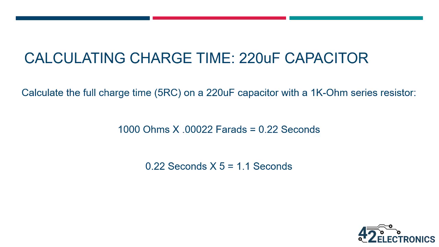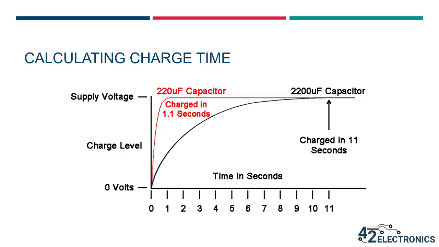To calculate the full charge time, which is 5 RC, on a 220 UF capacitor with a 1000 ohm series resistor, that's 1000 ohms multiplied by 0.00022 farads equals 0.22 seconds. So that gets us to 63%, right? And then if we take 0.22 seconds and multiply that by 5, we get to 1.1 seconds for the 220 UF capacitor to fully charge. You can see from this calculation that a 220 UF will fully charge much faster than a 2200 UF. In fact, it's exactly 1/10 the time.